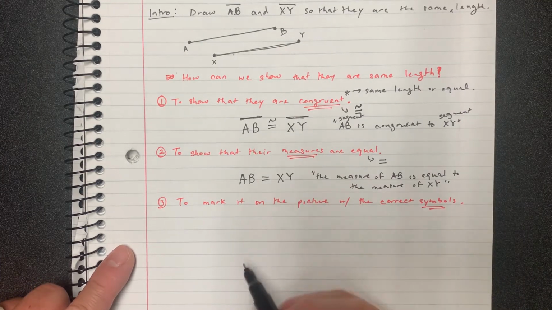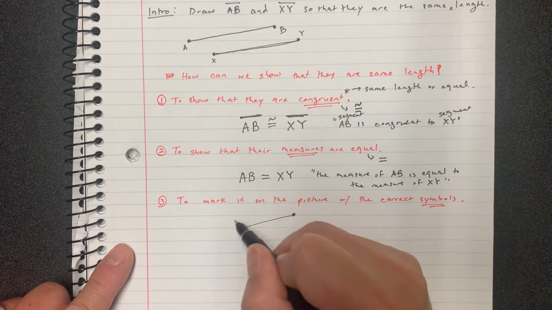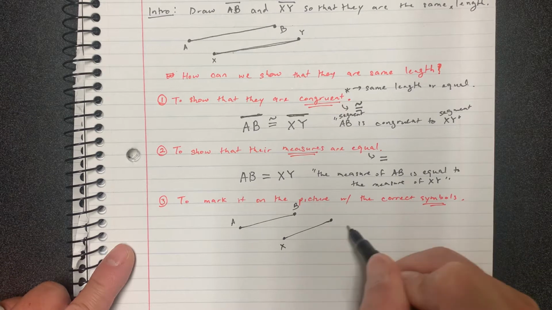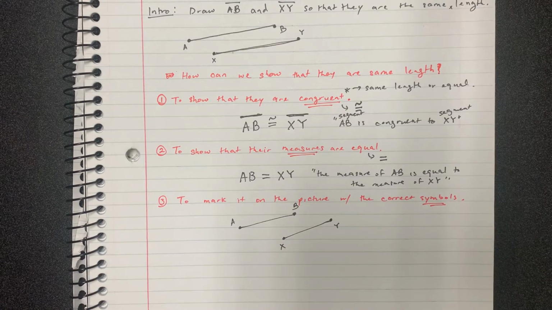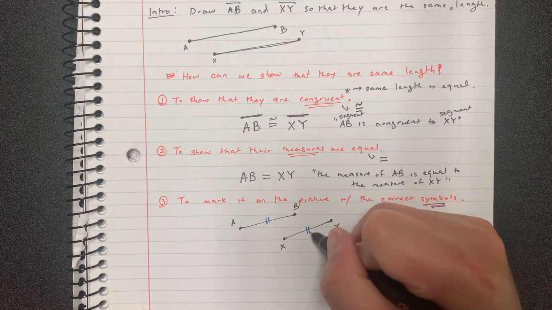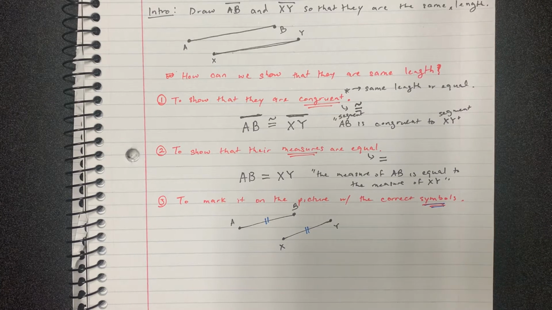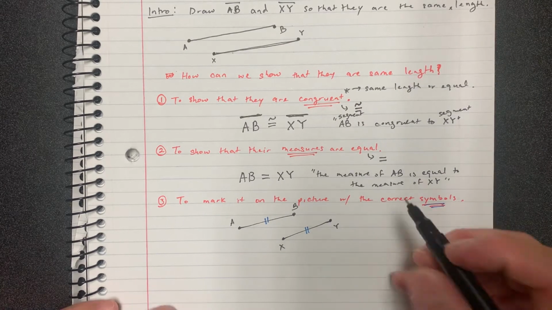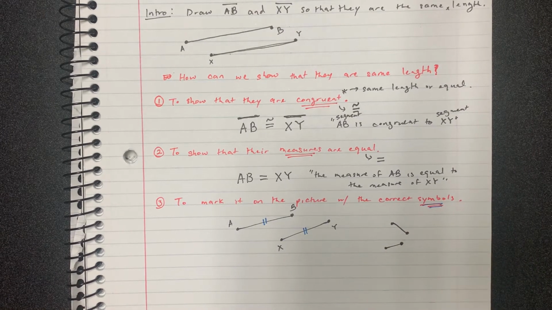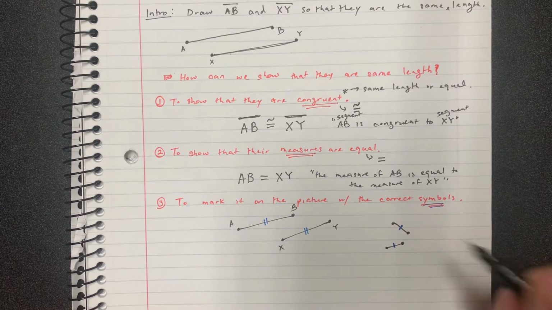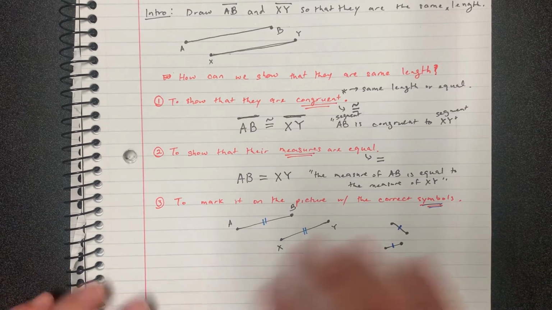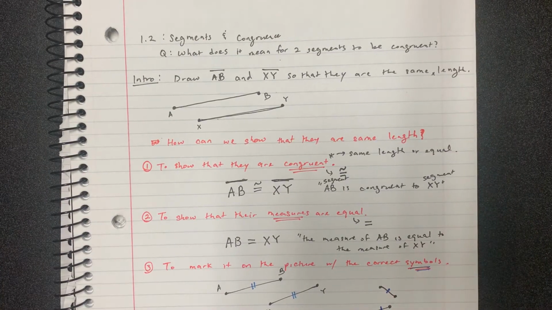The third way we can do it is to mark it on the picture with the correct symbols. So if we have our AB here and our XY here, the way that we can mark it with the correct symbols is by putting something like this to show that they are the same. Some other common ones you might see: if you have two like this, then you might just see one little marking like that. And so all three of these are ways to show congruency, to show that they are the same length.